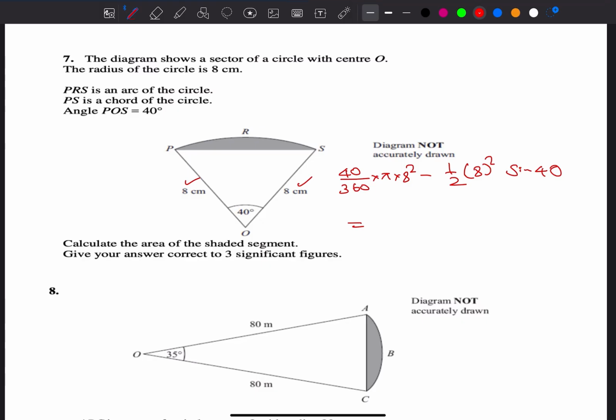Which will give you 1.77 to 3 significant figures. 1.77 centimeters squared. Okay.